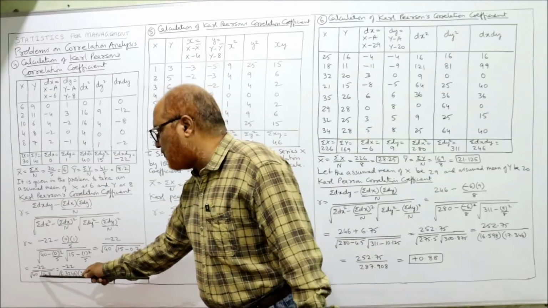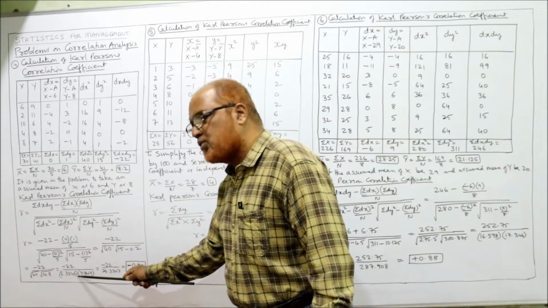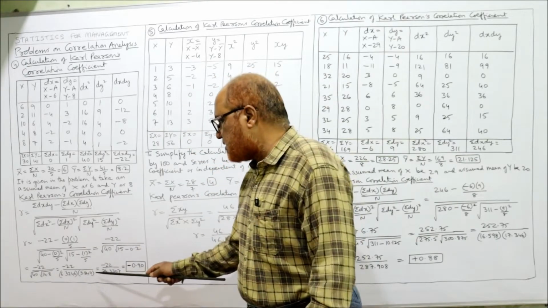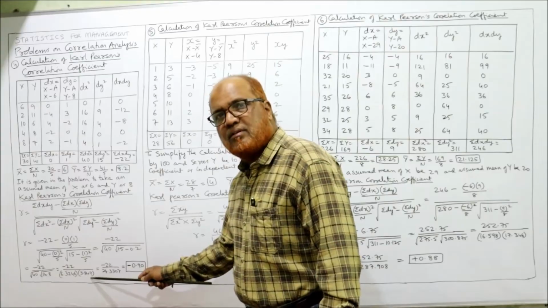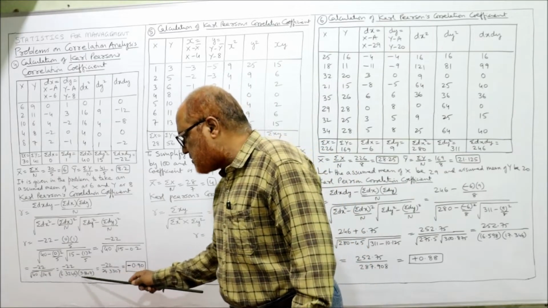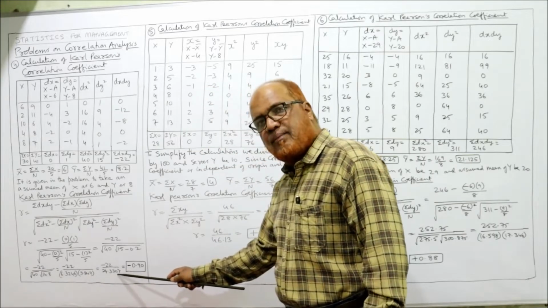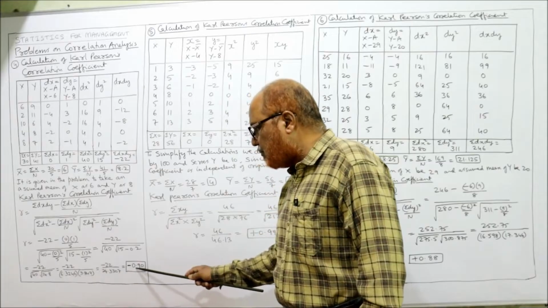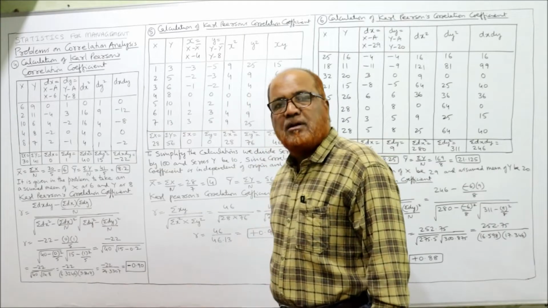Now root 40. If you press square root of 40, you will get 6.3246. Then root of 14.8, you will get 3.847. Now minus 22 divided by, multiply these two terms, you will get 24.3307. Now divide 22 by 24.3307, you will get minus 0.90.